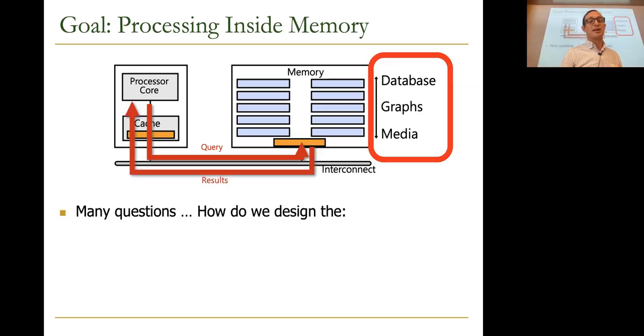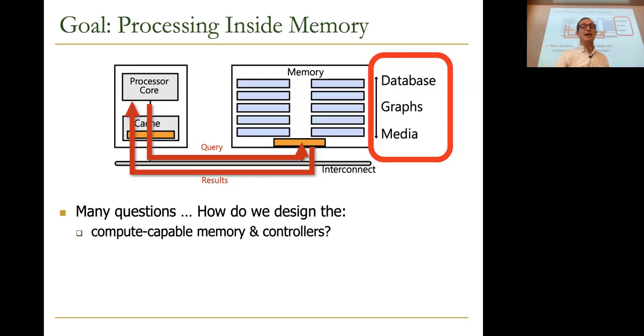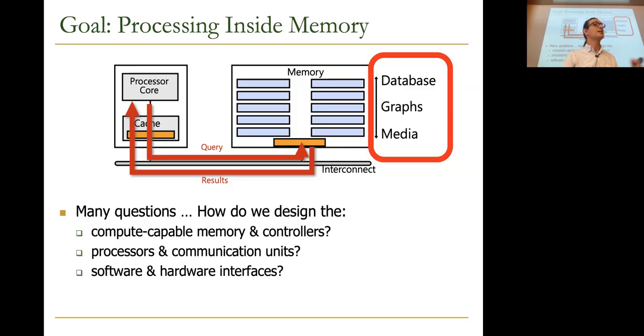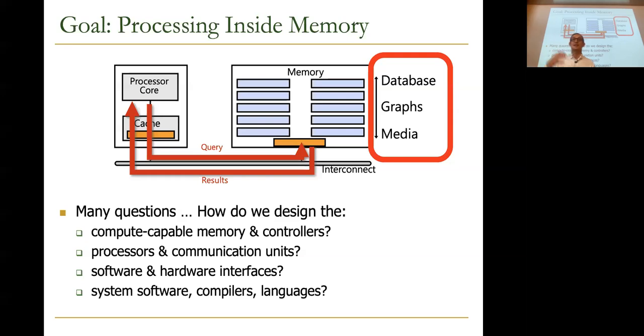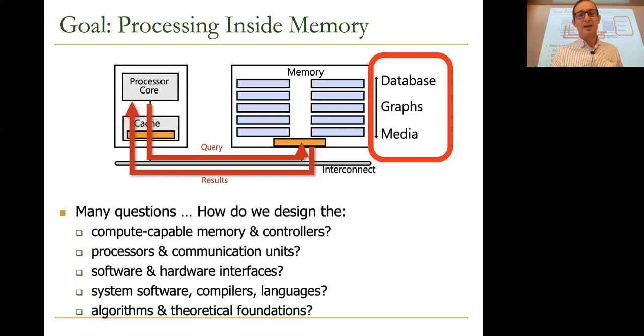Of course, there are many questions over here, and it really cuts across the stack. How do you design the system, controllers, memory, processor, communication units, software and hardware interfaces to enable this? System software, compilers and languages to take advantage of this in the best way possible. And algorithms and theoretical foundations of computing also, because the algorithms that we use today may not be a very good fit for the computation capability that we provide in memory. We're going to talk about that in the second half a little bit more. It depends on what you put onto the memory side. And because you're pushing computation inside the memory, your algorithms need to change as well.